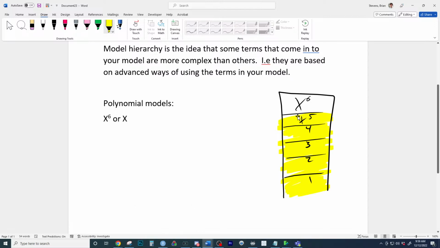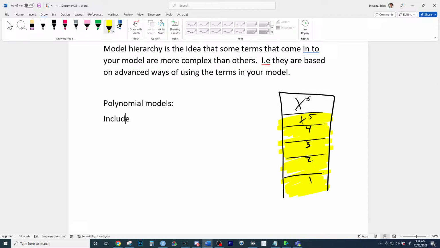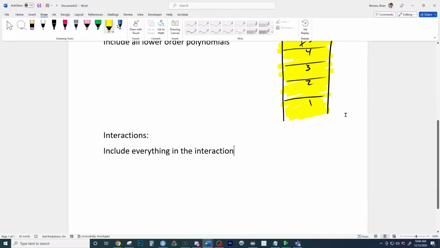So for polynomial models, the key here is to include all lower order polynomials. The highest order is order 6 right here, so you have to include 5 and lower. And that preserves model hierarchy. Then there is the idea of interactions. You include everything in the interaction. When you do interactions, it kind of looks like you're building a little Lego house right here.